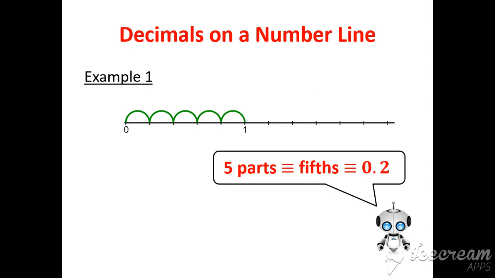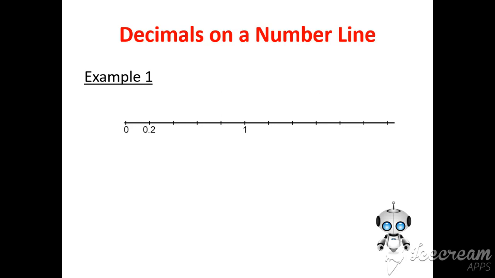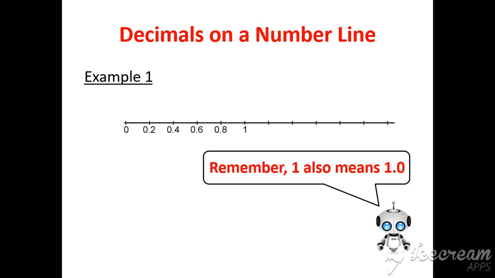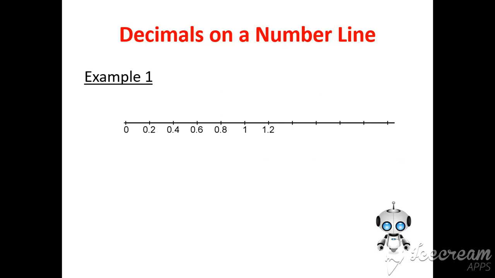So once we know that 5 represents a fifth or 0.2, we can go back and fill in some spaces. So we've got 0, we've got 0.2, we've got 0.4 because what we're going up in is 0.2s, 0.6, 0.8. Now, when we get to 1, remember 1 is the same as 1.0. So now we go to 1.2, 1.4, 1.6, 1.8. So the next number must be 2.0 or just 2, and 2.2, and so on.